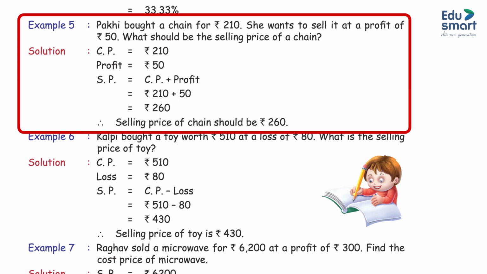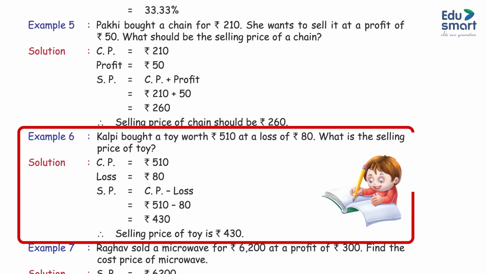Example 5. Rapaki bought a chain for rupees 210. She wants to sell it at a profit of rupees 50. What should be the selling price of the chain? Solution: CP is equal to rupees 210. Profit is rupees 50. SP is equal to CP plus profit, rupees 210 plus 50, is equal to rupees 260. The selling price of the chain should be rupees 260.